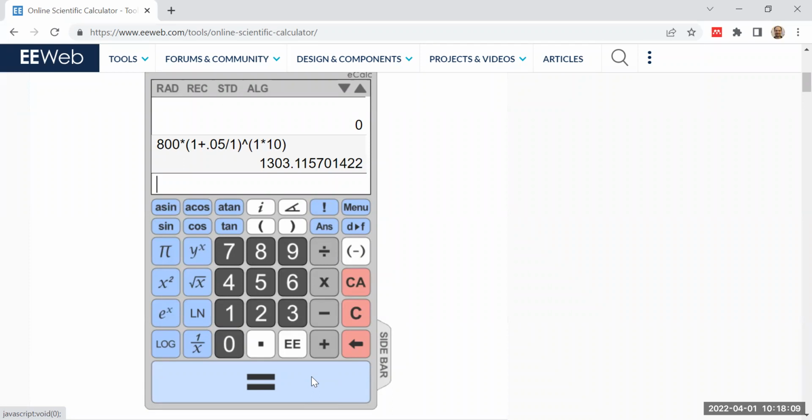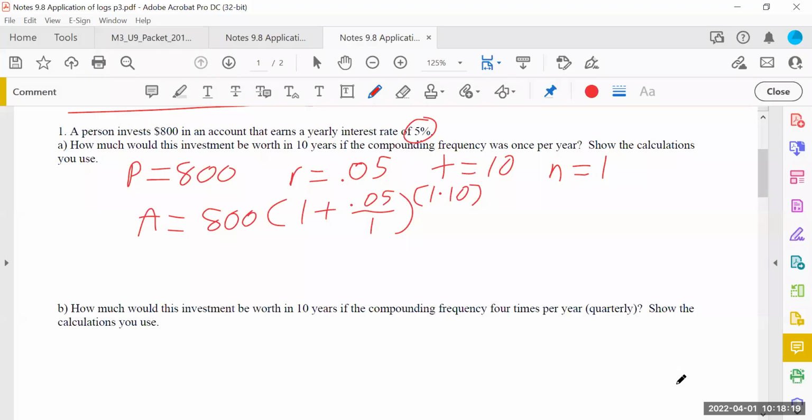So after 10 years, our $800 is worth $1,303. Not bad. Go ahead and put the decimal there as well. So this is $1,303.11. If I put an answer up here and you put it in the calculator and didn't get the same thing, ask myself, ask Emily. We'll see if we can figure out what's going on with your calculator.